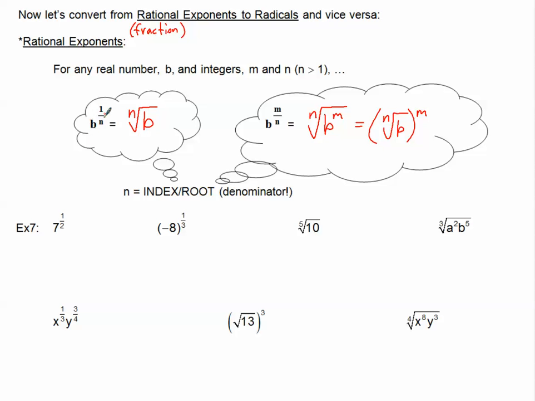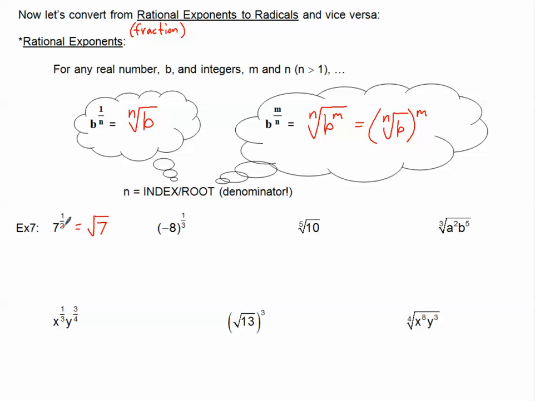So the first thing we need to be able to do is convert backward and forward. I take the fraction exponent and convert it into radical form, and you should be able to take from radical form and go backwards into rational exponent. So let's look at 7 to the 1/2. We're talking about a square root. I know it's a square root because n will always be your denominator, and that will be your root, your index. So this is the square root of 7. That's what 7 to the 1/2 power is, the square root of 7.